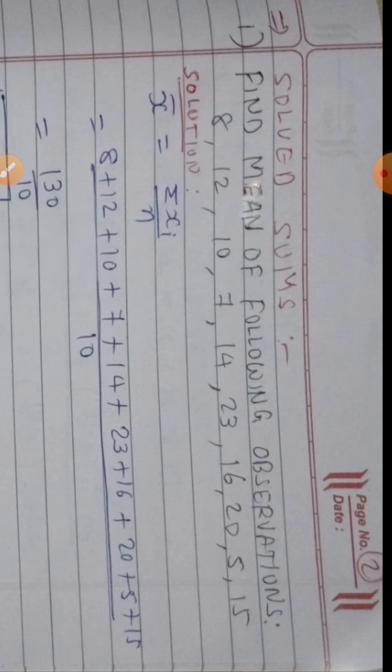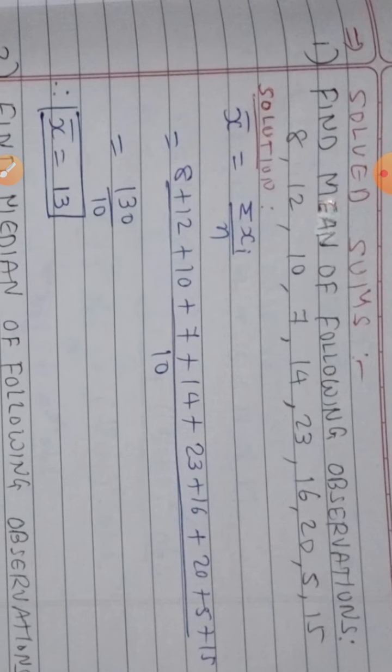Find the mean of the following observations. Ten different observations are given, and I think you studied this topic somewhere in primary stage also. First of all, I write the formula: sigma xi by n. If you don't want to write it this way, then you have to write the sum of all observations upon the total number of observations, either in word form or in symbol form.